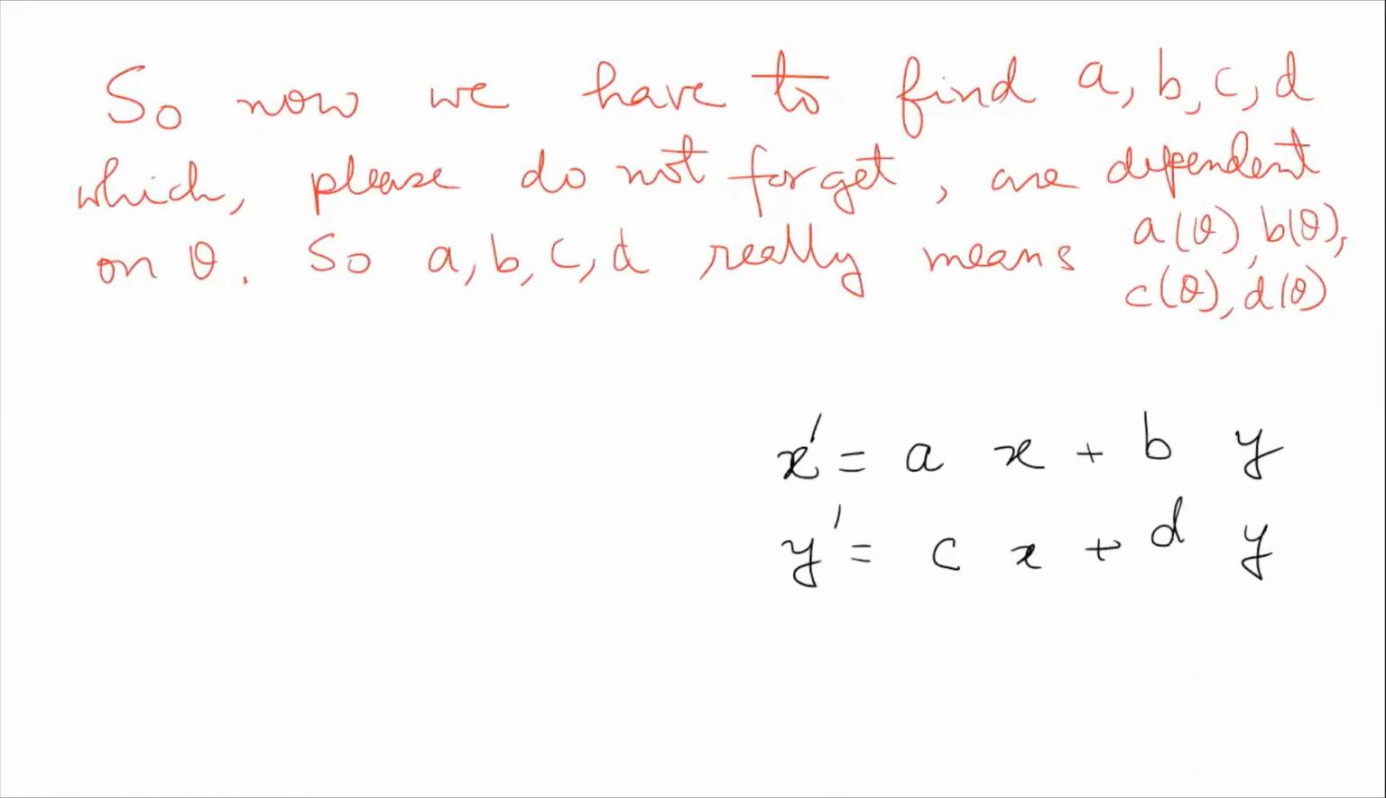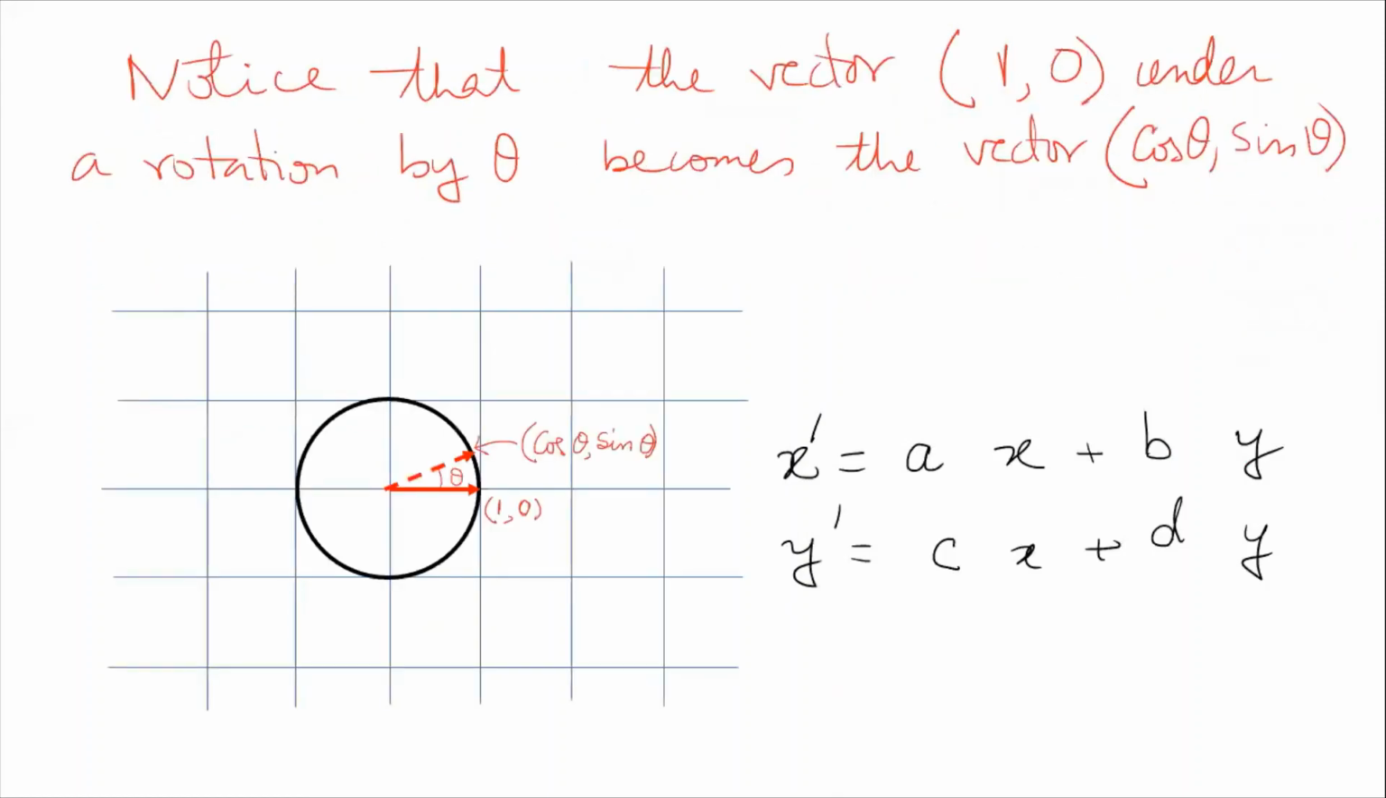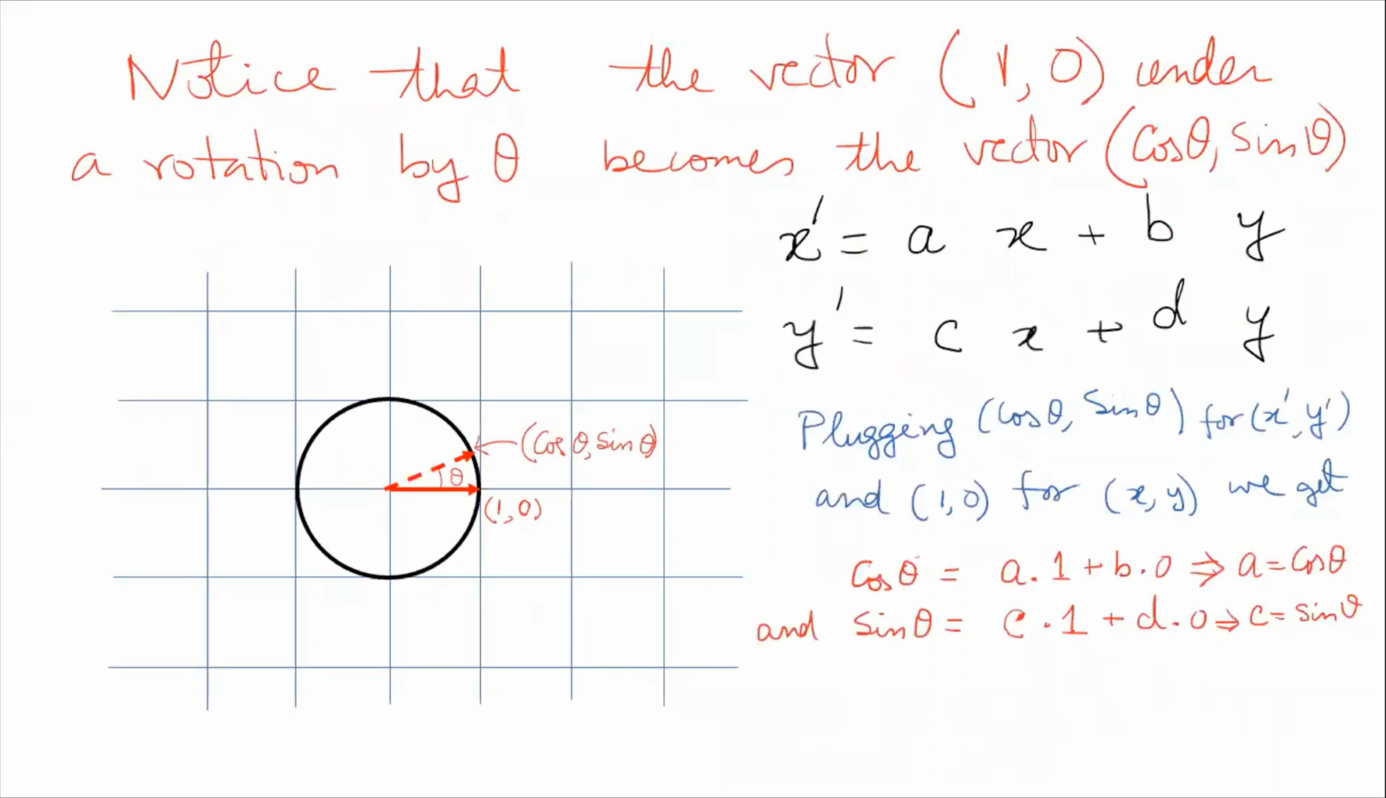And now notice that if you have a vector 1, 0, which is the solid red arrow, and you rotate that by an angle theta, then the new coordinates of the new vector become cos theta, sin theta. Because 1, 0 is a unit vector, it will keep rotating on the unit circle, and it's the definition of the angle theta that the new coordinates are cosine theta and sin theta. So now you can plug in cos theta and sin theta for x prime, y prime, and 1, 0 for x, y, and you'll get these equations.